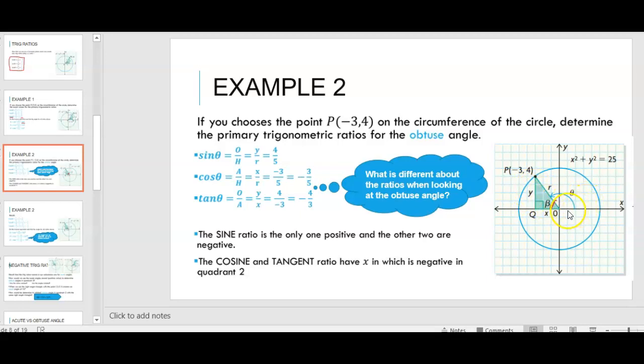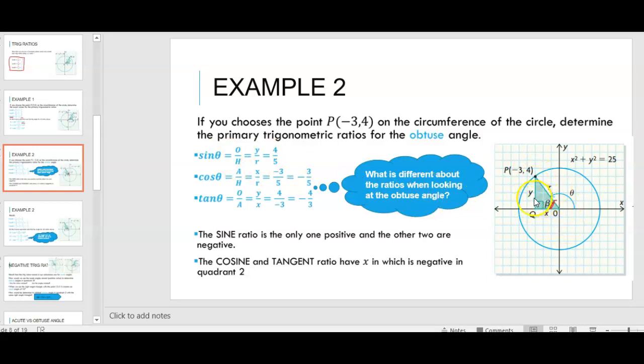Now, the angle from the positive side of the x-axis to the radius of the circle is angle theta. As you see, this angle theta is located on the second quadrant. That means that it is greater than 90 degrees and less than 180 degrees. So theta is an obtuse angle. All right? Now, let's see what's happening with the primary trigonometric ratios. The primary trigonometric ratios of theta will be equivalent to the primary trigonometric ratios on this triangle here.